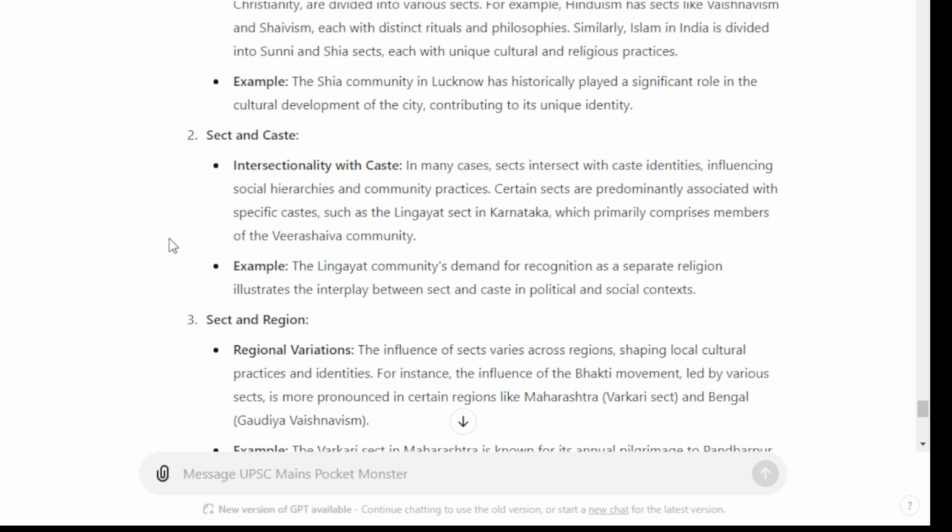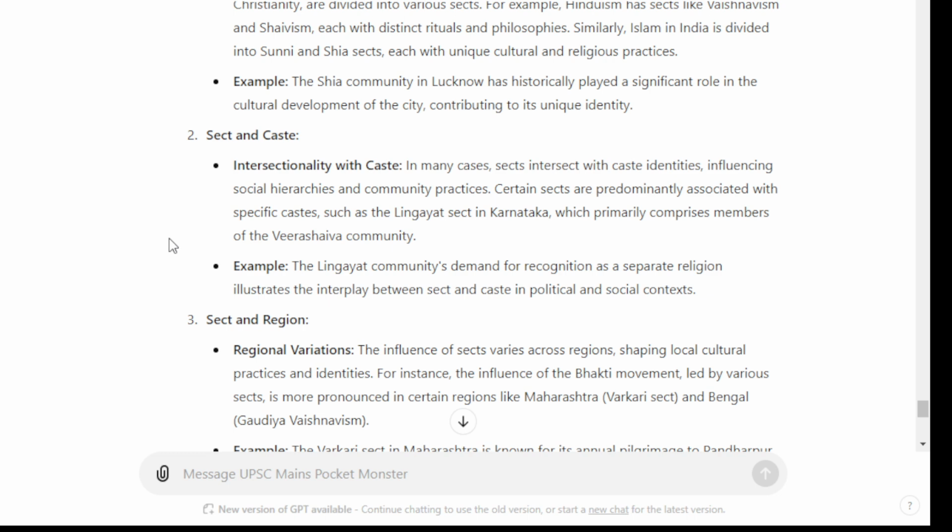In many cases, sects intersect with caste identities, influencing social hierarchies and community practices. So we need to understand the language developed around the intersectional things. Sects intersect with caste identities, influencing the social hierarchies and community practices. That means they overlap with the caste identity.